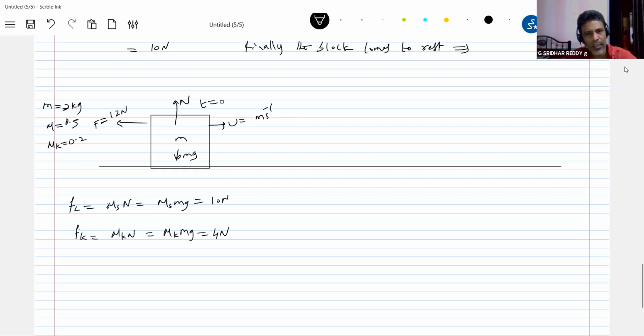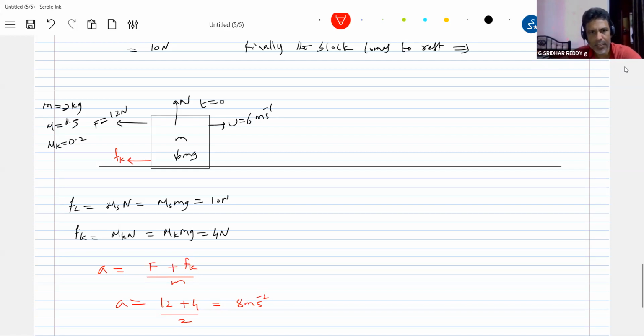No, you look at the kinematics. The displacement of the block is towards right. The friction will act to oppose relative motion. What friction will act? Kinetic. Then what is the acceleration? Acceleration of the block equal to F plus Fk by m, or it's a retardation. 12 plus 4 by 2, 16 by 2, 8 meters per second square. That will be the retardation.